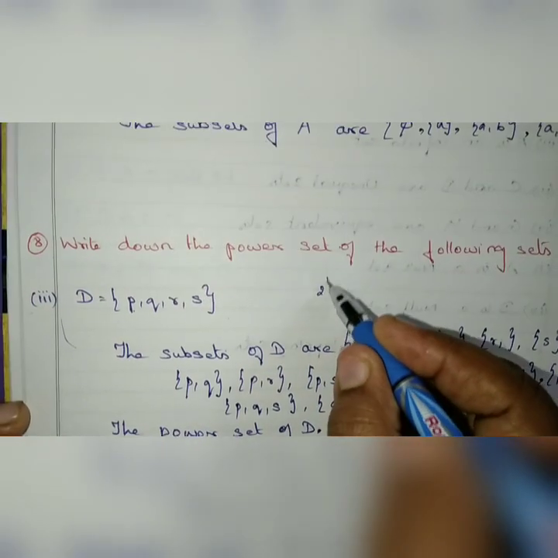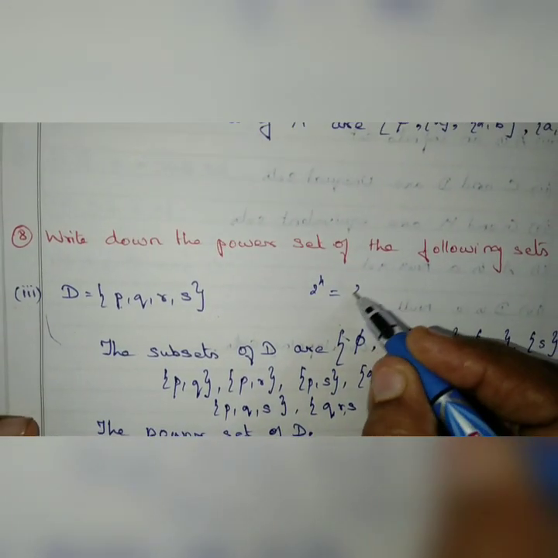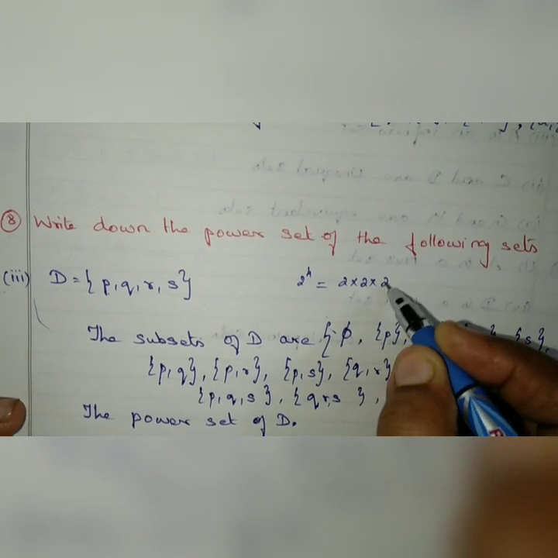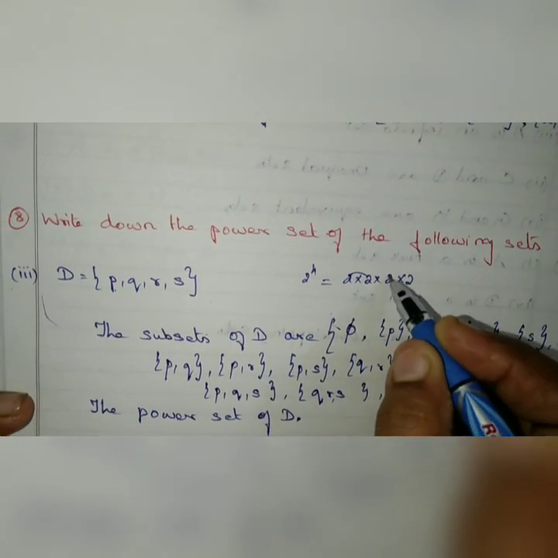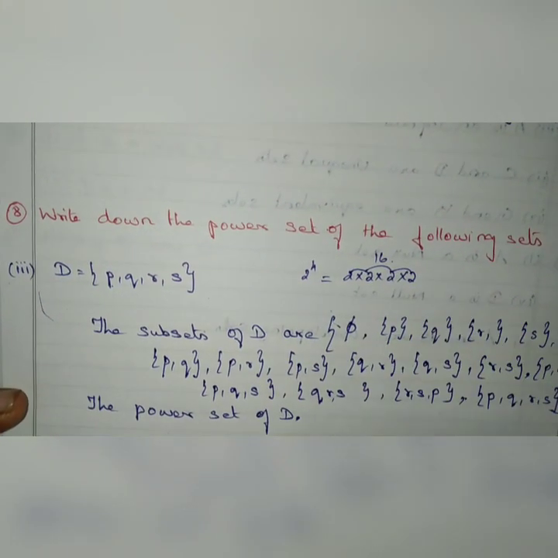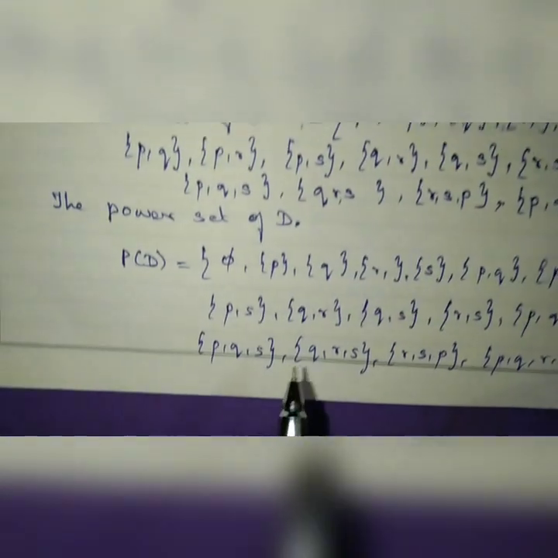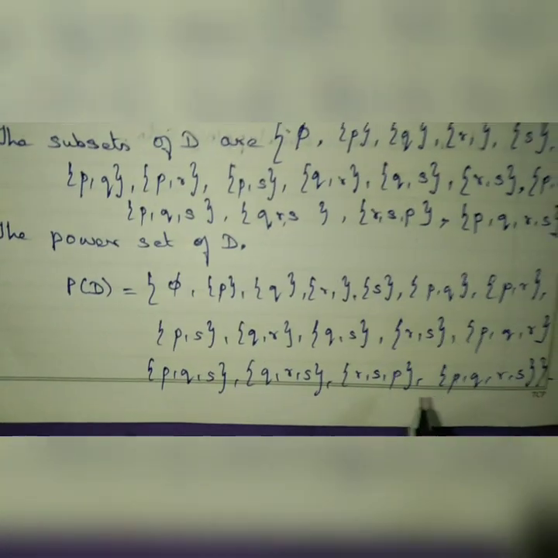See here, for you to check how many elements are here: 1, 2, 3, 4. See here, 2 to the power 4. 2 must be multiplied 4 times. 2 2s are 4, 2 2s are 4, 4 4s are 16. So you'll get 16 elements as the power set.